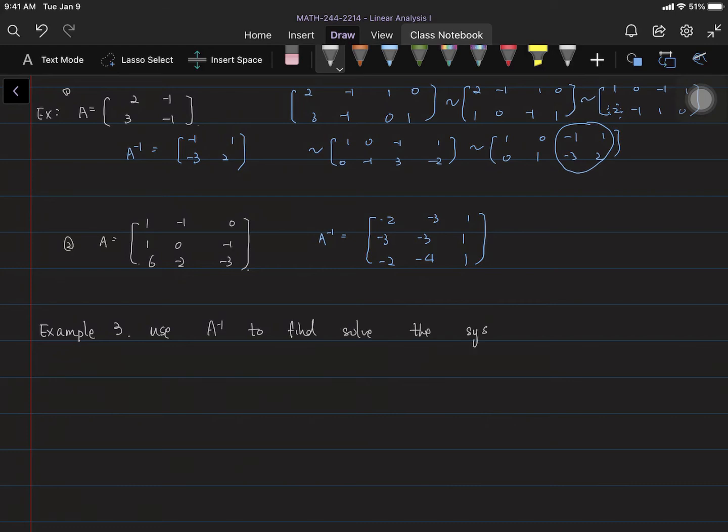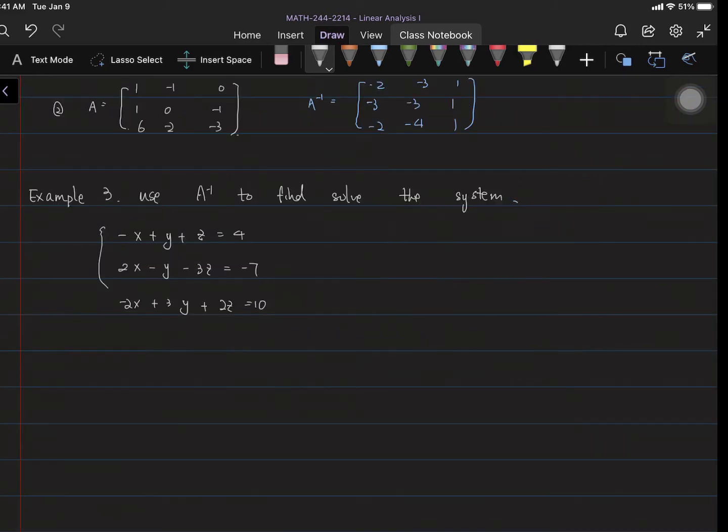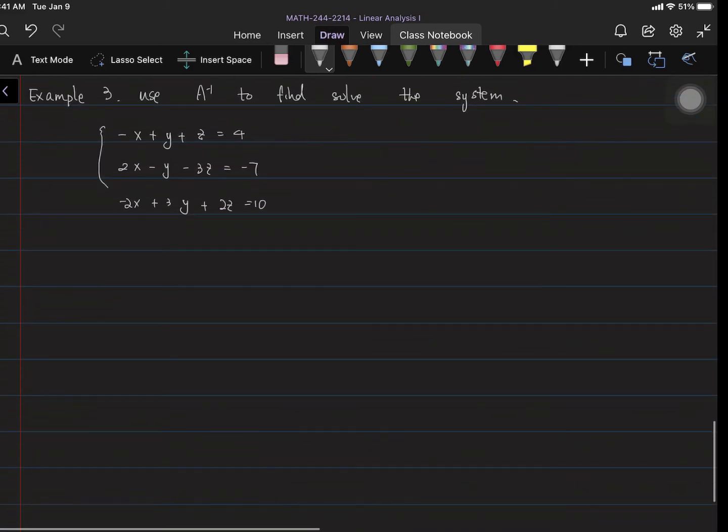Solve the system. Now let's take a look at this linear system. It has 3 unknowns. And firstly, we know what is matrix A, right? And we know what is B.